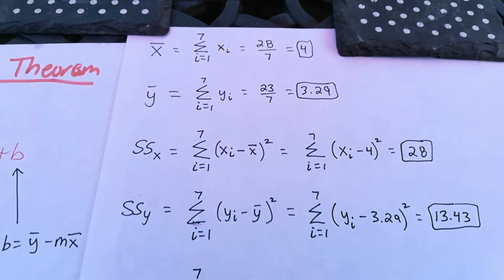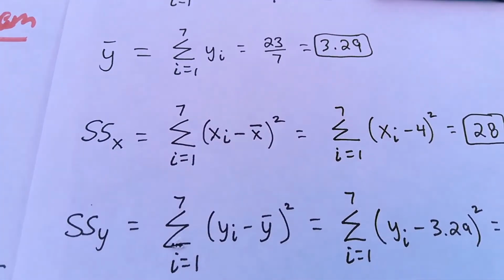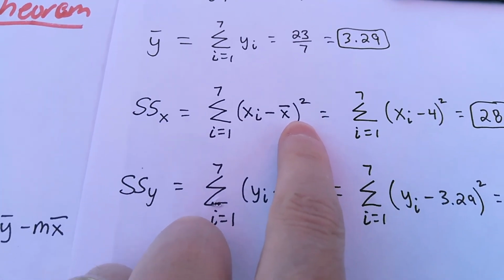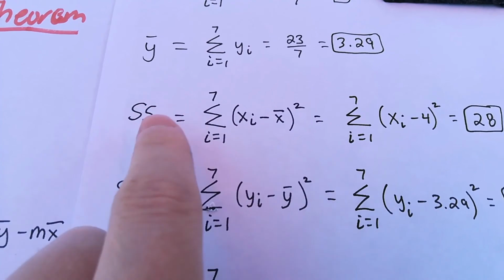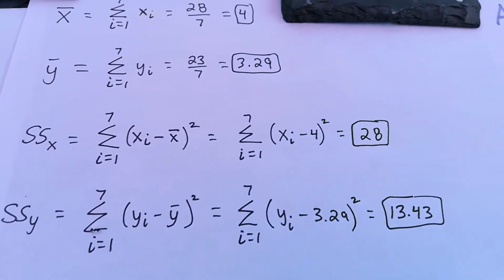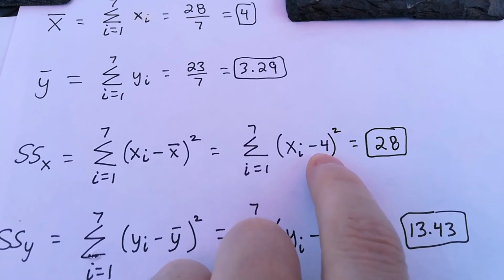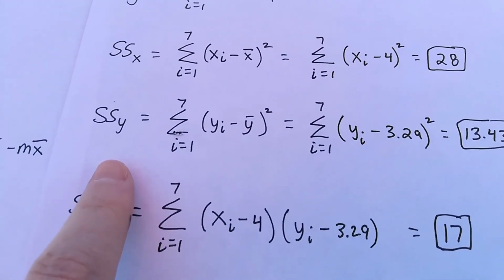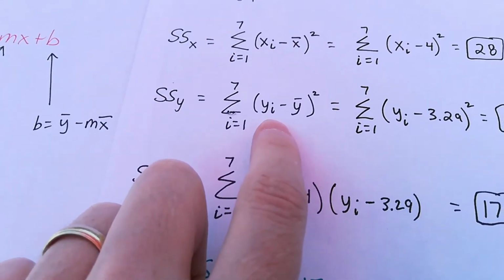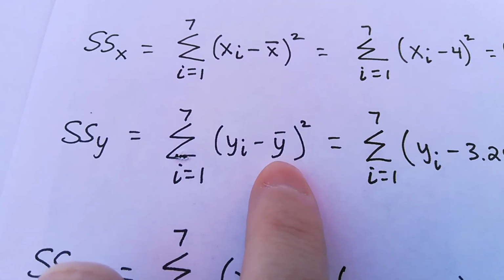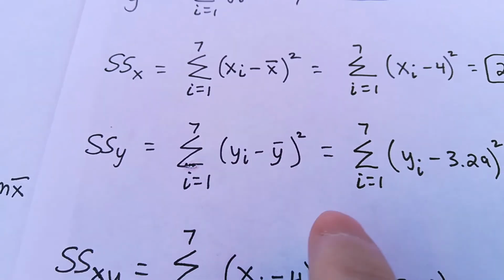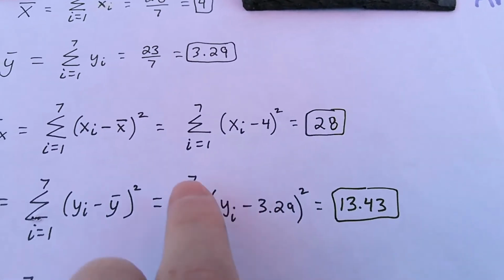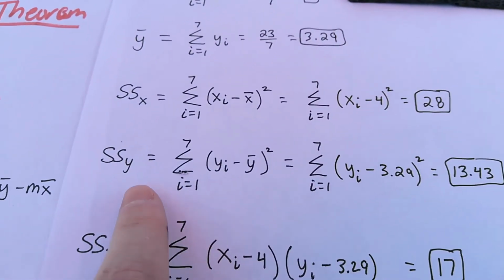We already got that. And then we have SSX, and that's the difference between here the initial x value and the average x value. Okay, if you take all of those, you square them, and you do that to all 7 data points, we know that our x bar is 4. So when you put that in there, you're going to end up adding them all up, and you end up with 28. Okay, our SSY is doing the same thing, but we're taking the difference between our individual y value and our average y value. And you're going to square all those, add them all up. We know our average is a 3.29 from up there. So therefore, when you do all that, you're going to get 13.43 is your SSY.